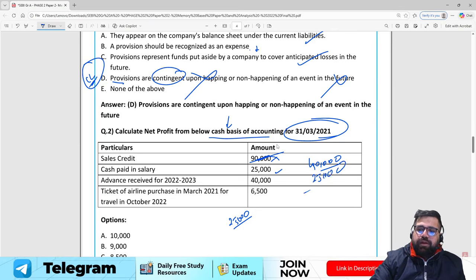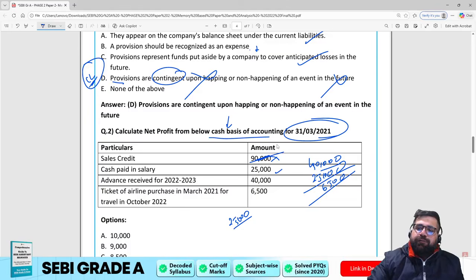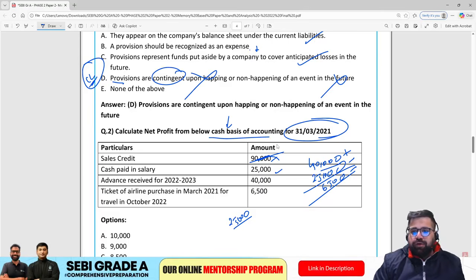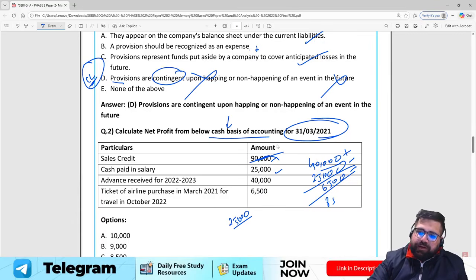Now you have done an expenditure of 25,000, right? So 25,000 will be removed, and you will also reduce what? Ticket for an airline purchase in March 2021 for the travel of October 2022. It doesn't matter when you are purchasing because you have done the expenditure, so you have to reduce it. So once you do it, 40,000 is positive, minus 25,000, minus 6,500, you will get your answer as what? 8,500. Is it? Let's check. Yes, it is there in the options, so I will mark my answer as option number C.